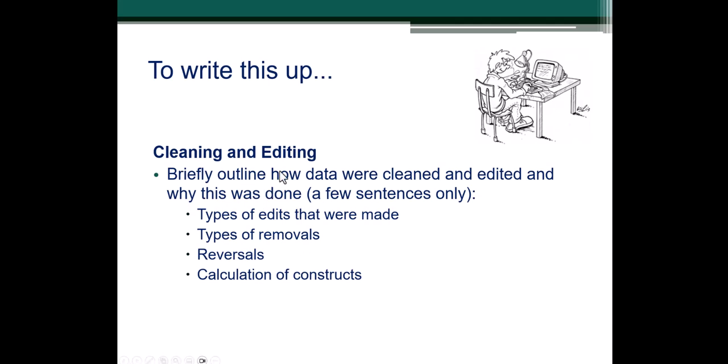So within a few sentences, make some notes about the types of edits that were made, the types of removals that were made, that we had reverse-coded items that fed into our constructs, and how the constructs were calculated. Okay, so to write up your cleaning and editing section, just a few sentences summarizing those things is sufficient.